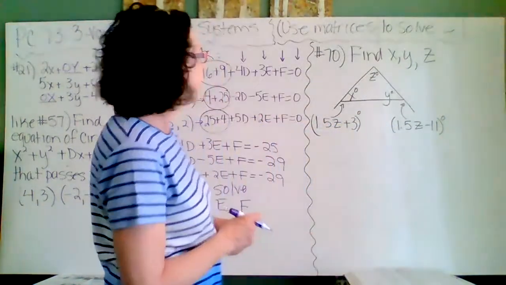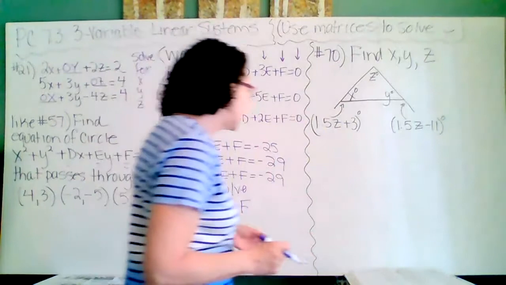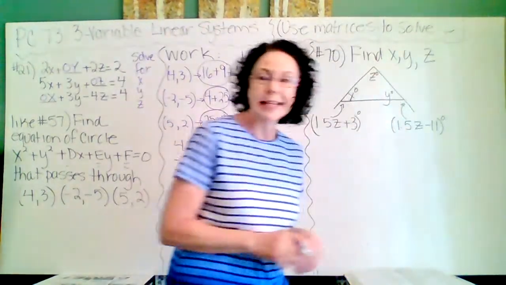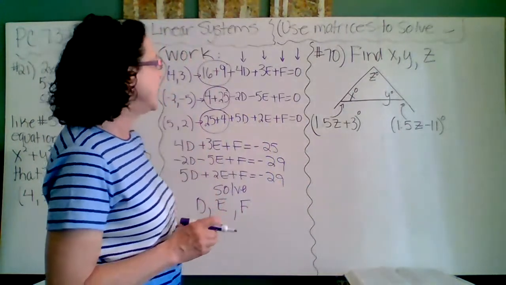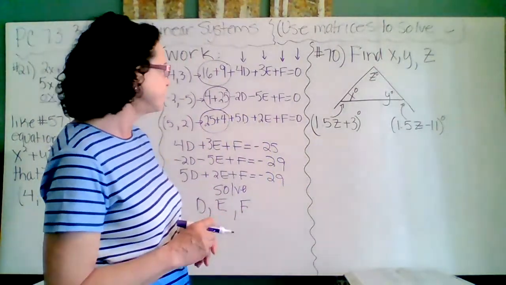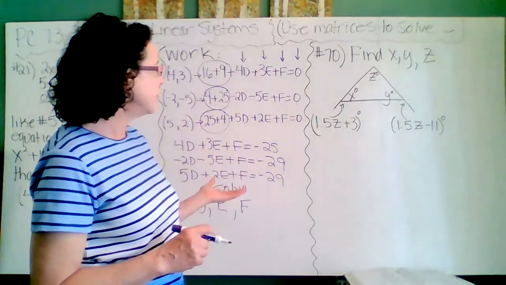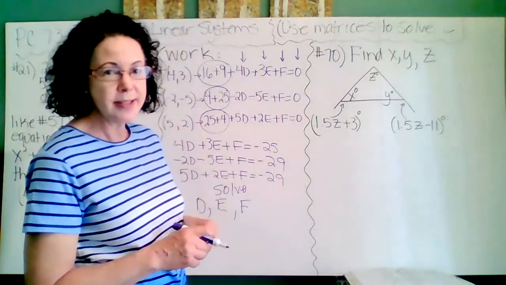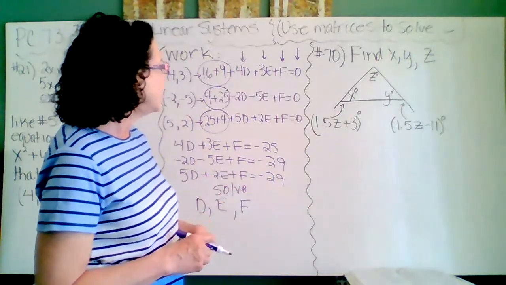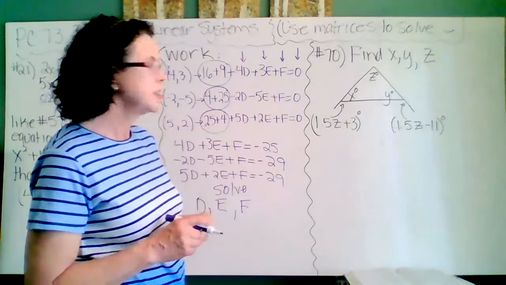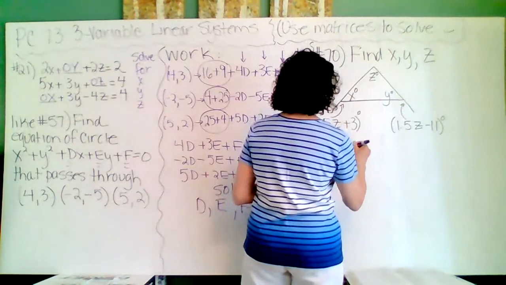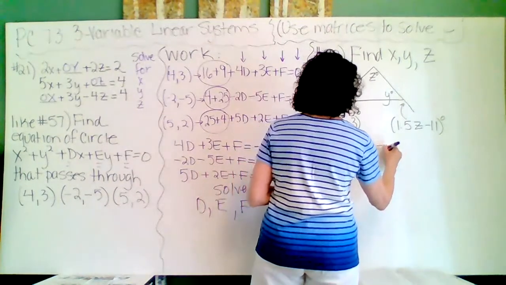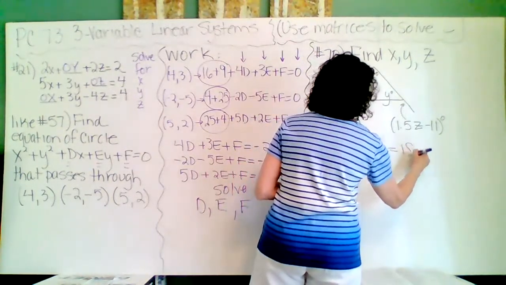Let's do problem number 70. I think I assigned problem number 69, which is like this problem, so that's why I'm doing this one. They ask you to find X, Y, and Z. And so, because I have 3 variables, I need 3 equations. Notice, first of all, that in the triangle, X plus Y plus Z equals 180. So there's my first equation, X plus Y plus Z equals 180.